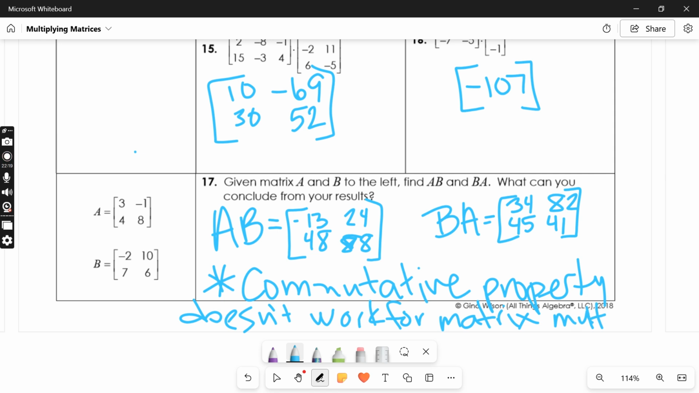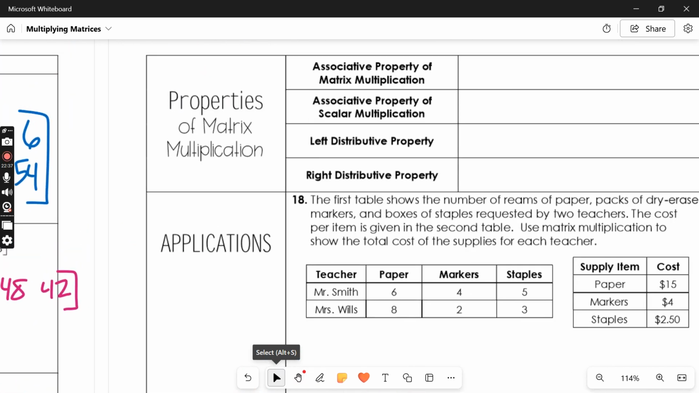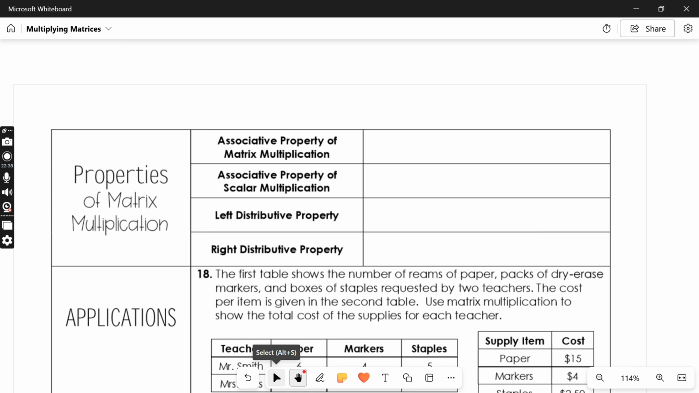My U and my L got stuck together there. Okay, so commutative property does not work for matrix multiplication. You cannot multiply in any order. You have to do it in the order that it's given. Okay, so the last thing we're going to talk about before doing some applications is the properties that do work.